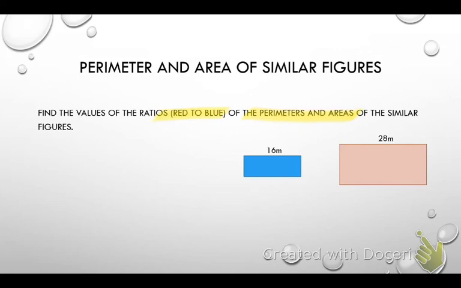Red to blue. Write down your ratio. Go ahead and do it for perimeter and area. Write down your ratios. Okay, all right, we're going to the blue side.